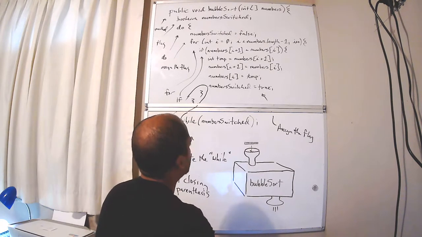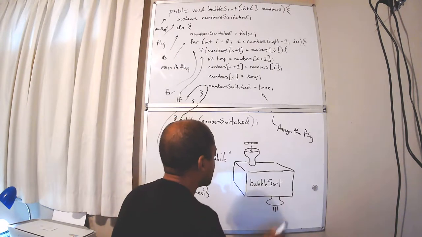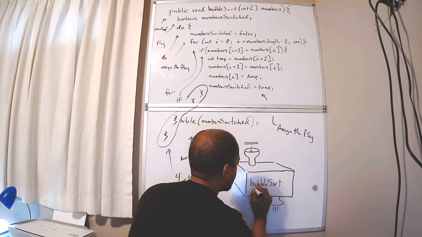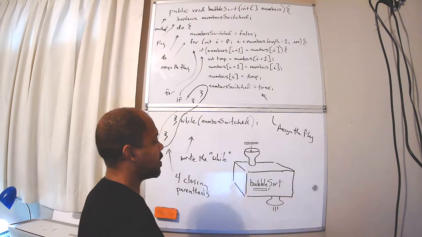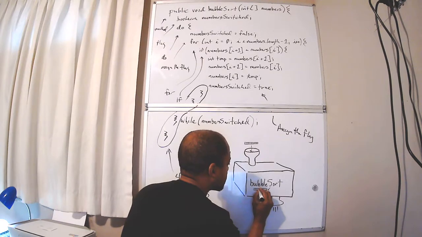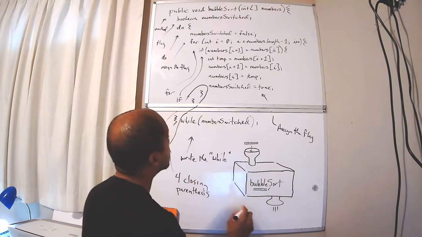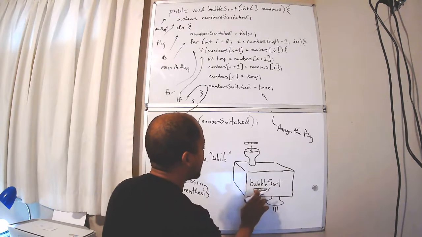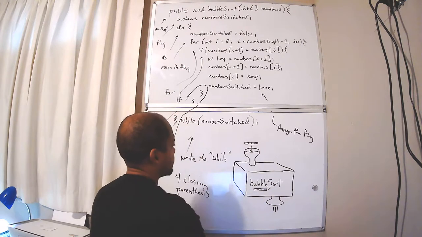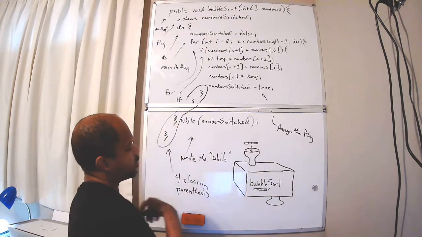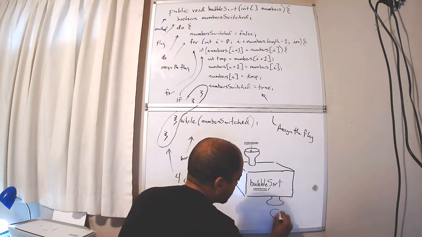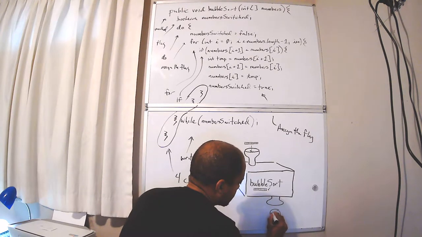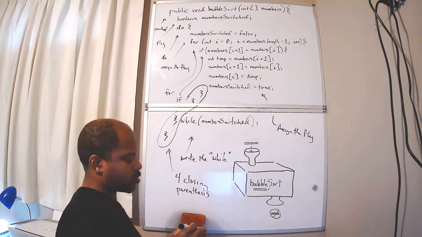Oof. Nothing's coming out. Numbers, this array is sorted inside here now. Ka-ching! It's beautifully sorted. And it's been mutated. It's been mutated. There is no output.